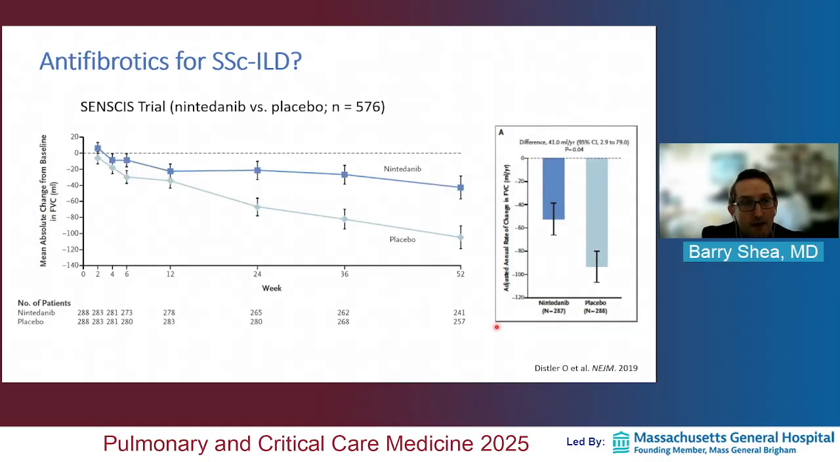And for this reason, there was interest in studying antifibrotics in scleroderma lung disease. This led to the SENSCIS trial, which is a phase 3 RCT of nintedanib versus placebo in patients with scleroderma ILD. And as we saw with idiopathic pulmonary fibrosis, and as we saw with progressive pulmonary fibrosis of undifferentiated types, nintedanib slowed lung function decline in scleroderma lung disease.